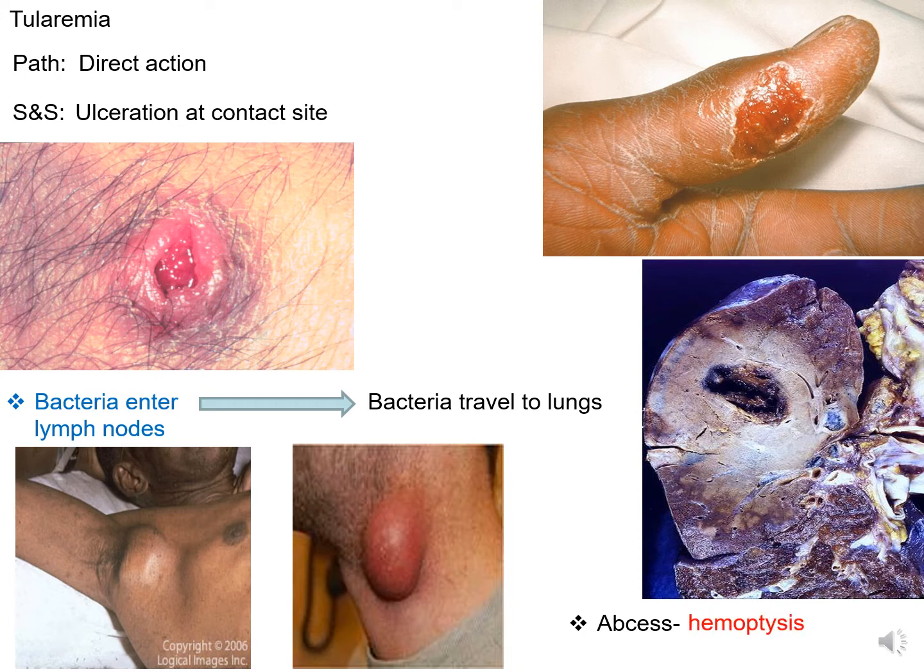Now, one big sign and symptom when you get an abscess is similar to what we talked about with tuberculosis. You will get hemoptysis, where you cough up blood. So absorb all this information, because as I said, this is something we actually see within this region.